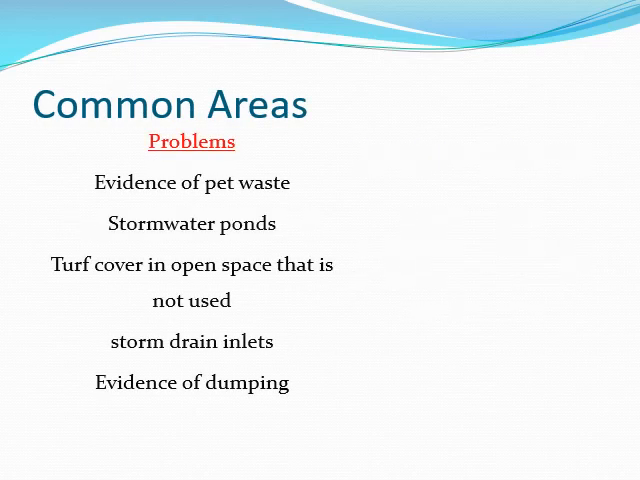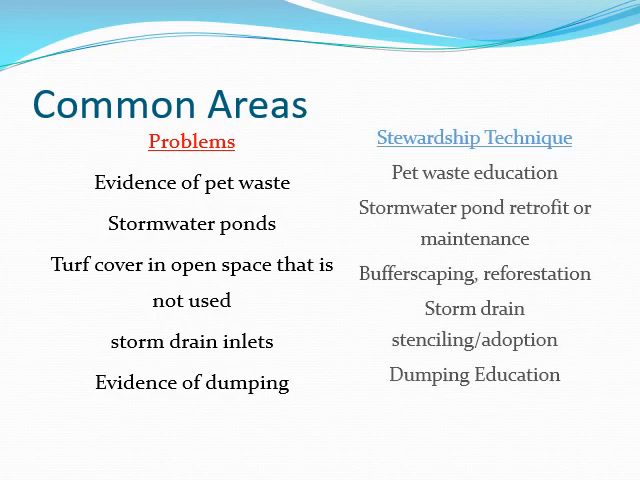In your common areas, if you're seeing a whole lot of pet waste that's not picked up, maybe you do a pet waste program. If you've got a big stormwater pond, maybe you want to consider how well is it maintained? Does it need maintenance? Could it be a candidate for a retrofit, which we'll actually talk about later in the course. If there's a lot of turf cover that's not used for anything, maybe you want to do a tree planting in that area. If you've got a lot of storm drain inlets in your community, maybe you want to do an adopt a storm drain or a storm drain stenciling program.